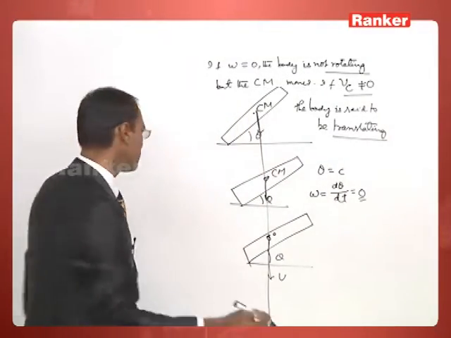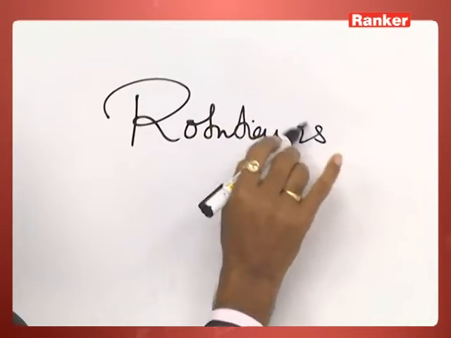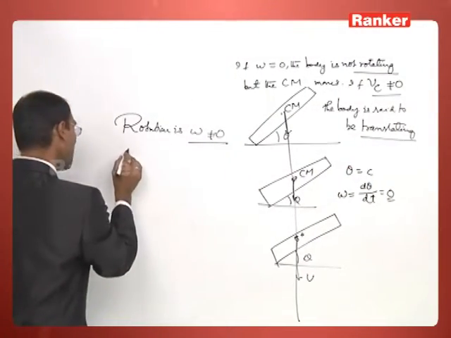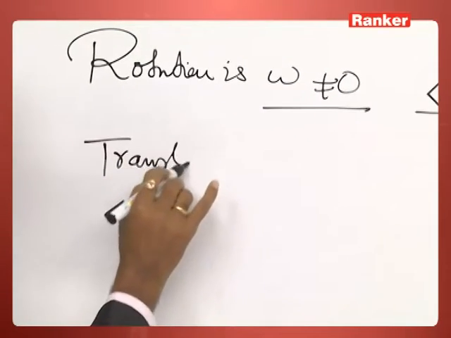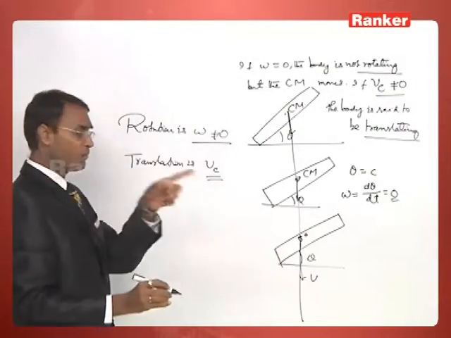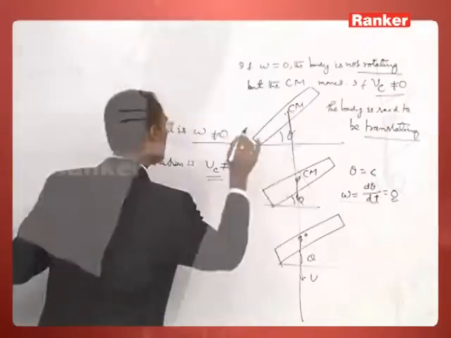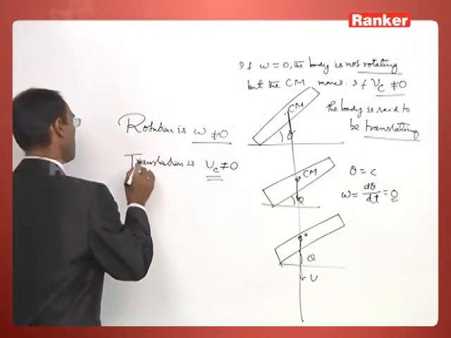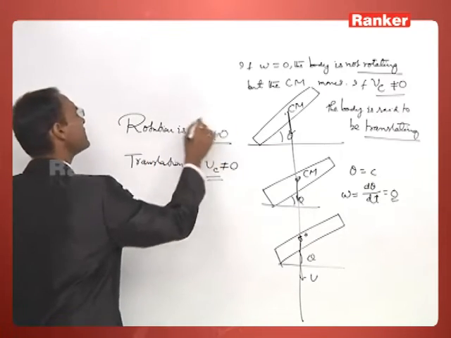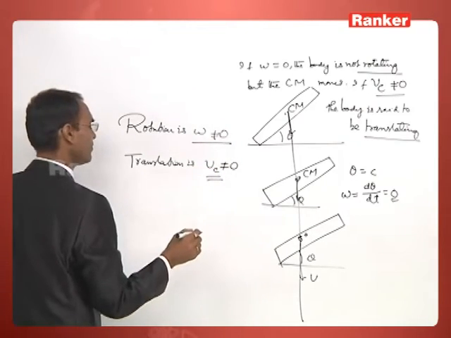So what is rotation? The fundamental concept of rotation is non-zero angular velocity. The fundamental concept of translation is the velocity of the center of mass, not any point's velocity, only the center of mass velocity of the rigid body. That velocity is not equal to 0. So when the body rotates without translation, omega is non-zero, but center of mass velocity is 0. I will tell you through an example.